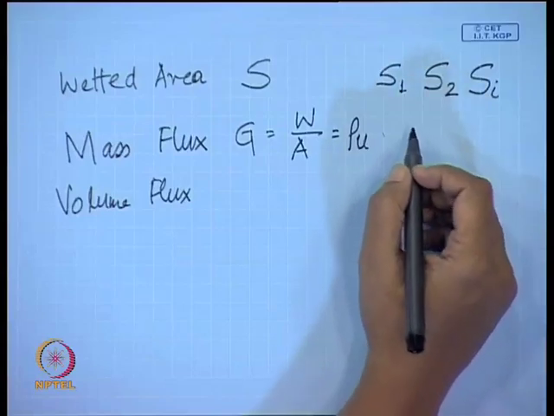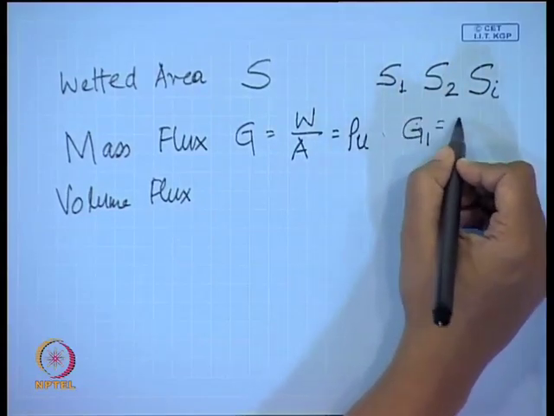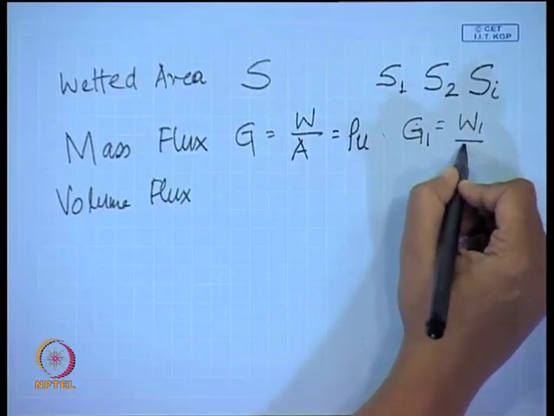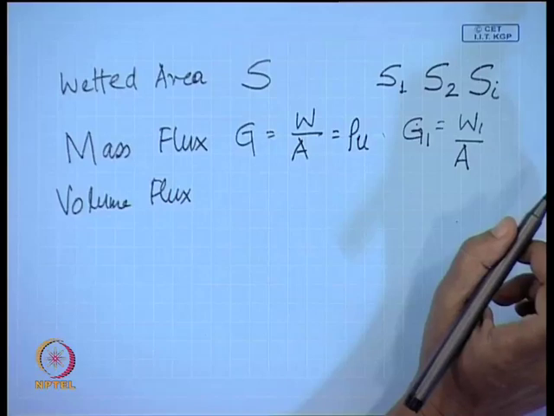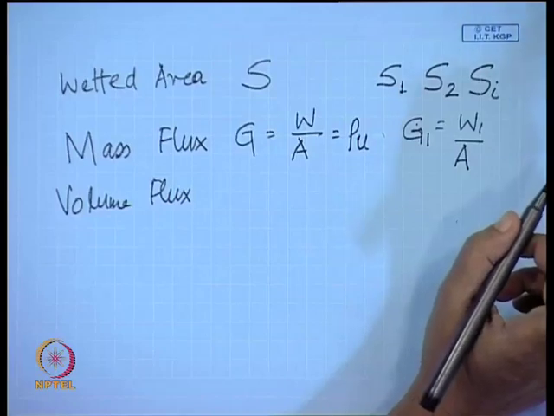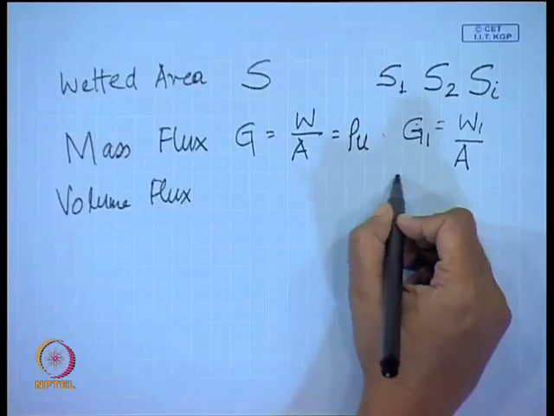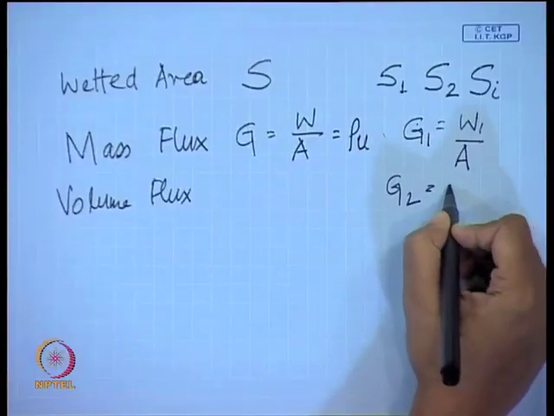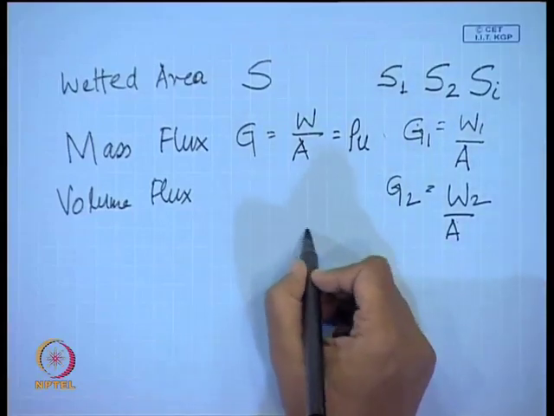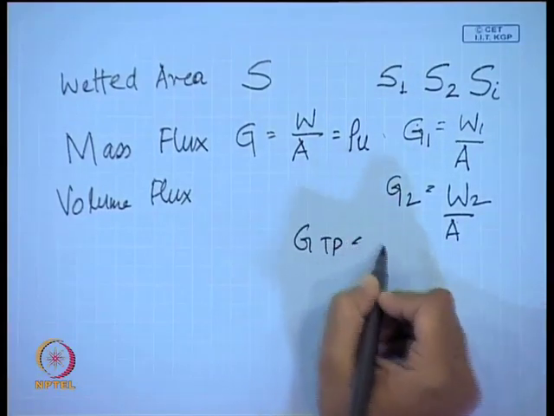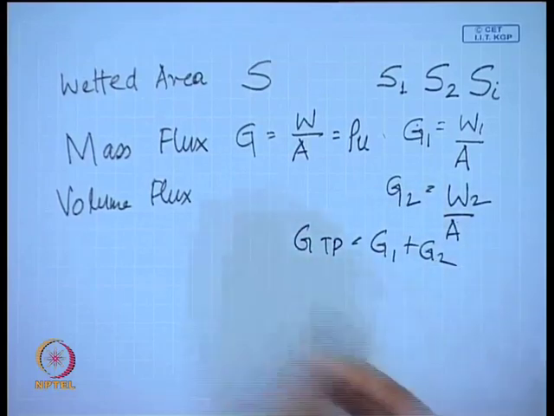In this particular case, what do we have? We are going to have a G1 which is nothing but W1 by A. Mind it, they are all per unit cross sectional area, not per unit actual area which has been occupied. G2 is W2 by A, and finally we have GTP which is G1 plus G2, isn't it?